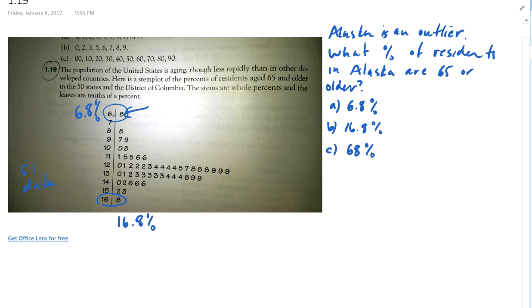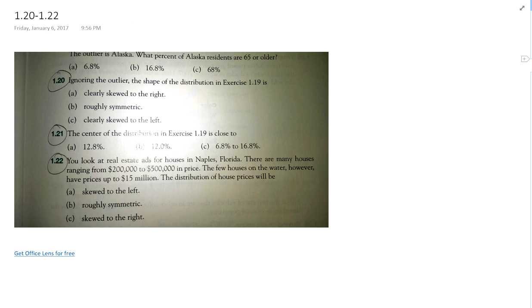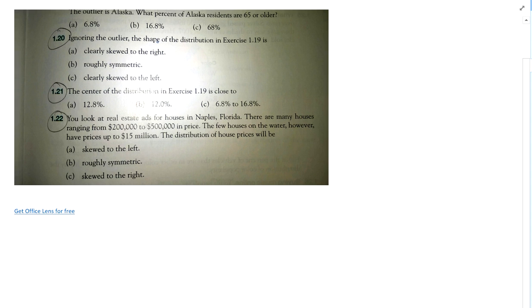So 6.8% is the outlier, and that'd be A. All right, there we go. I'm actually going to continue on the next page because it's related to it. So 20, ignoring the outlier, what's the shape of the distribution? Skewed to the right, symmetric, or skewed to the left?